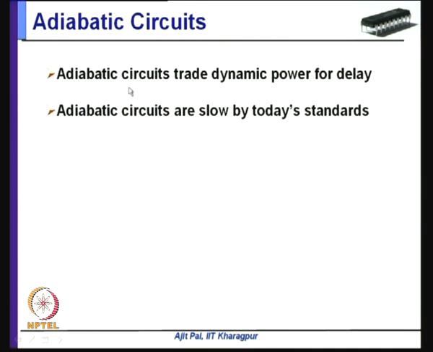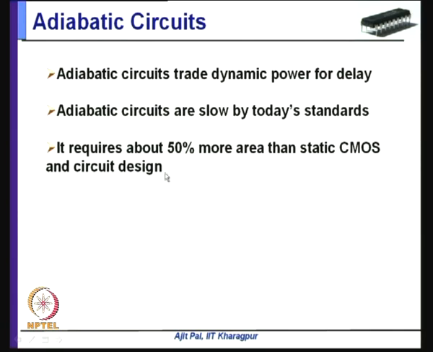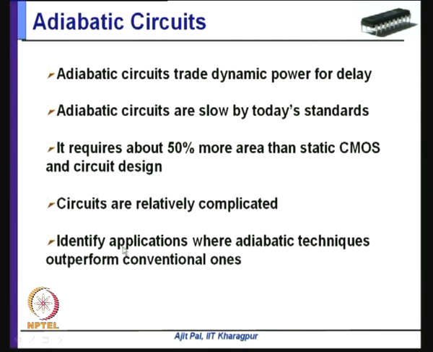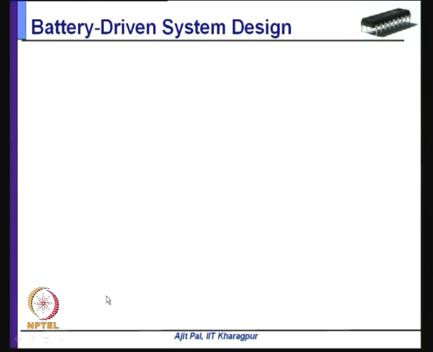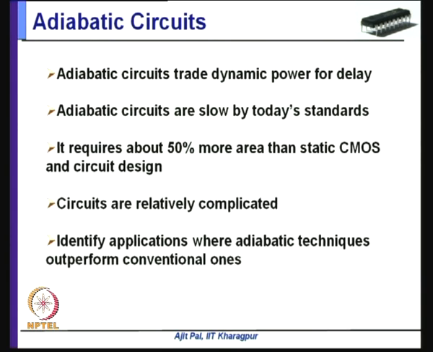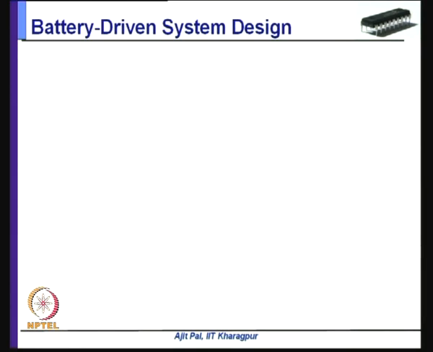So, here as we shall see, the adiabatic circuits can operate when the delay is large. So, adiabatic circuits are slow by today's standards. It requires about 50% more area than the static CMOS circuit design, and the circuits are relatively complicated. However, you can identify applications where adiabatic techniques can outperform conventional ones. Okay. So, adiabatic circuits are not very popular nowadays, but they may become popular in future. So, we have to identify applications where they can be used.